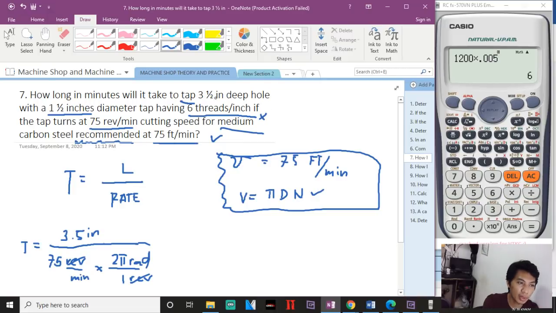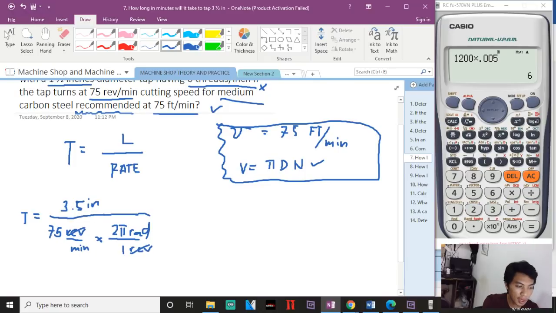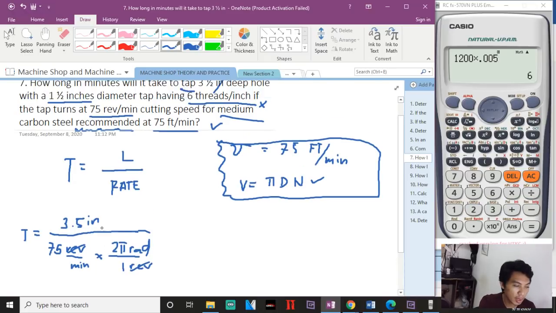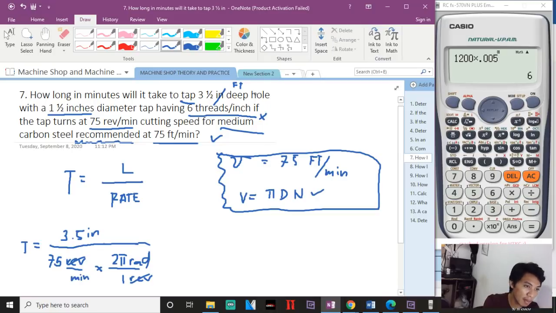3 and 1 half ano to? 3 and 1 half gawin nating feet. Hindi to ano, feet to feet. Kasi naka-feet per minute eh. Feet na lang to para malaki-laki siya. So, inch, ayun. Ay, hindi, tama. Kasi ang recommended mo is in minute, kaya lang cancel eh. Inches. Time ang hinahanap, wala ka namang inch dito. Minute, magiging minute squared. Inches. Threads per inch. Mahanap mo is, how long in minutes will it take?